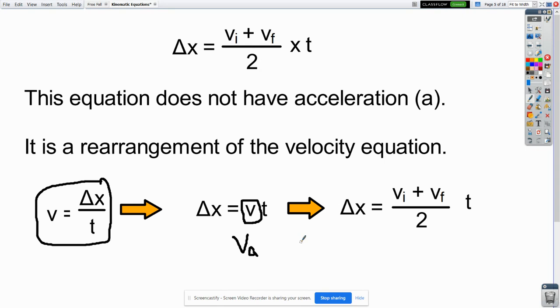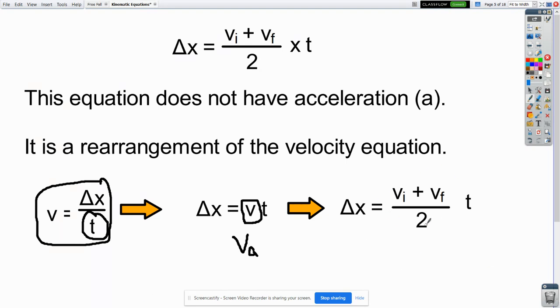It's really Vavg. It's an average velocity, and that is because it's calculated over a period of time. Any velocity over a period of time would be an average velocity. Another way to calculate an average is to add up all your values, all the numbers you have, and divide by the number of values, the number of numbers.